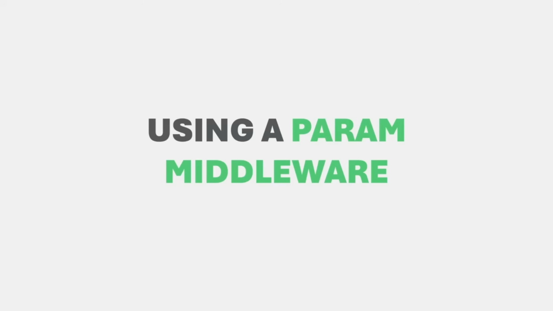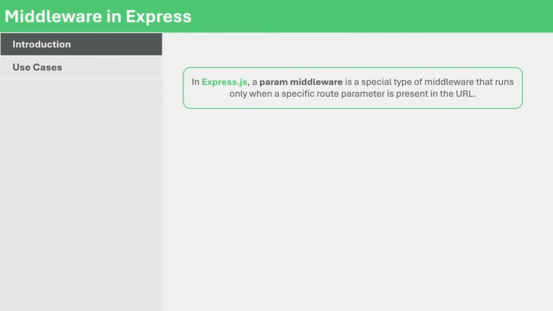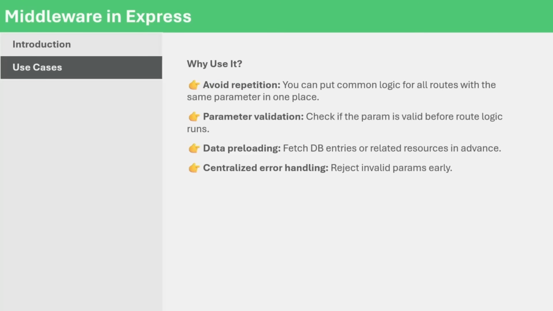In the last lecture, we learned about Param Middleware, and we learned that Param Middleware is a special type of middleware that runs only when a specific route parameter is present in the URL. Now in this lecture, we are going to see one of the use cases where we can use a Param middleware. Generally, we can use a Param middleware when we want to avoid repetition of a piece of code.